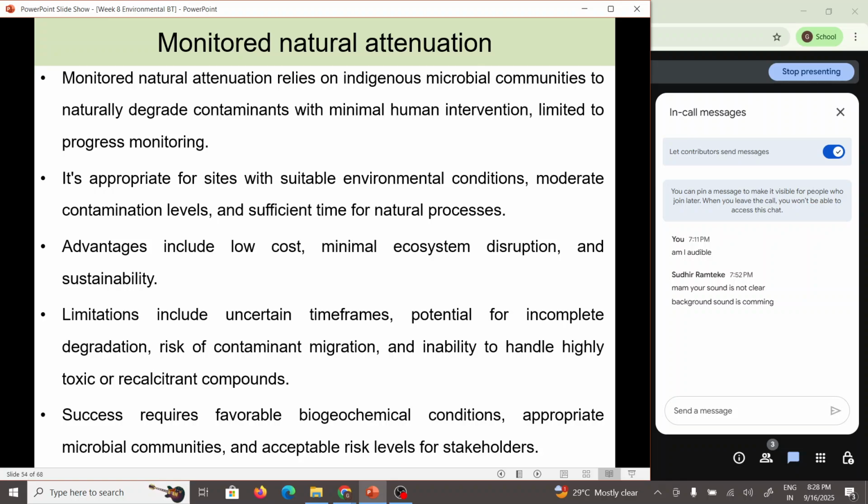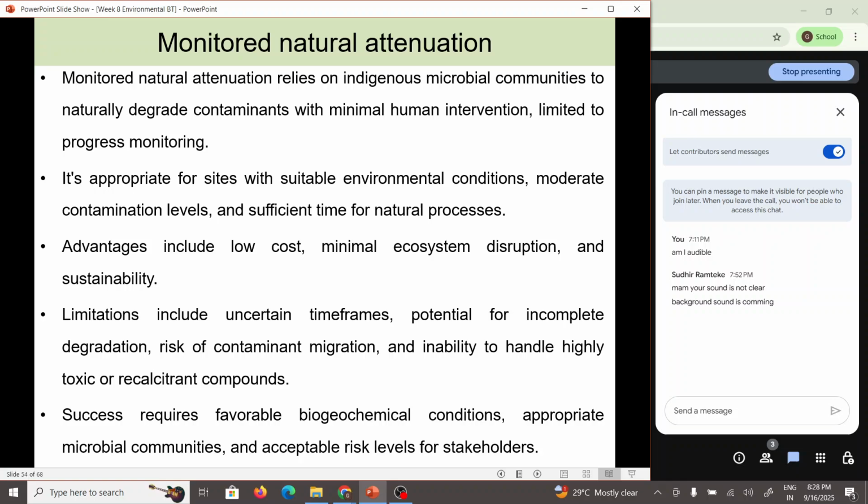This will also tend to take the process to a managed system. And there should be sufficient time for natural processes. We know biological processes are going to be slow compared to chemical or physical processes. So if the time requirement is sufficient, then we can go for this monitored natural attenuation process. The advantage of this is it is low cost, it results in minimum ecosystem disruption, and it is sustainable.